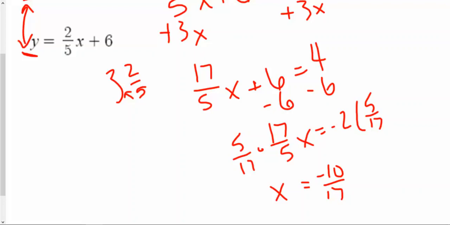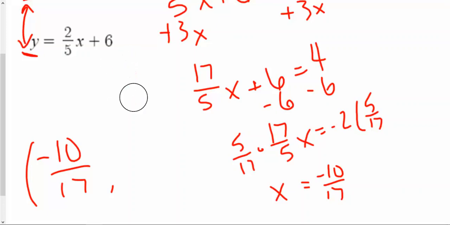So this is just our x value. We get -10/17. And again, there's no way we'd be able to tell by graphing, oh yeah, that looks like -10/17, right? There's no way for us to know that. So we need to use substitution instead. Now, this is just half of it though. We need to figure out what the y value is. So we're going to plug that value back into our equation and figure out what y is.